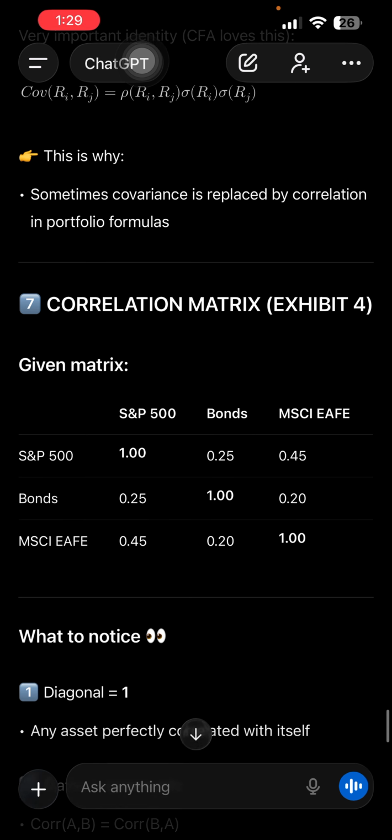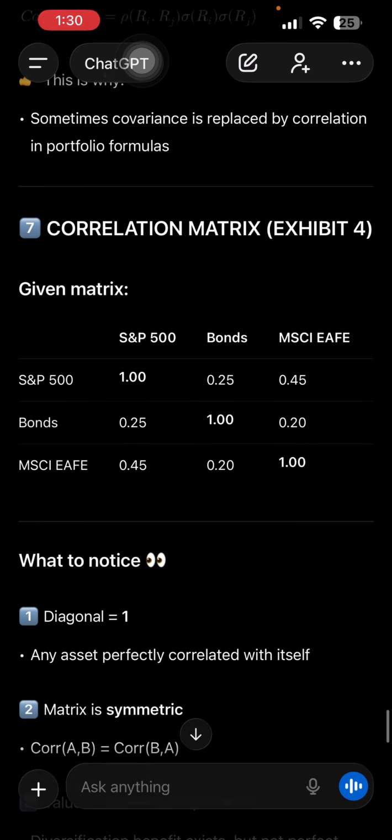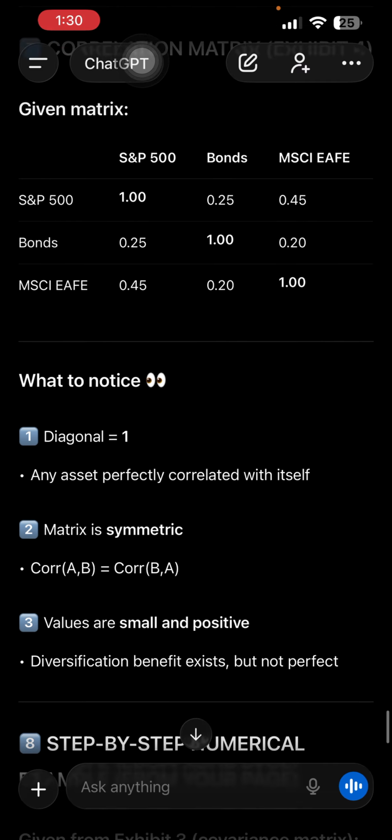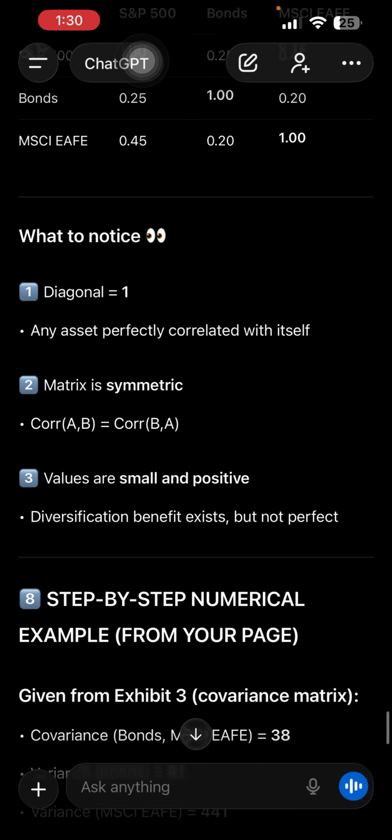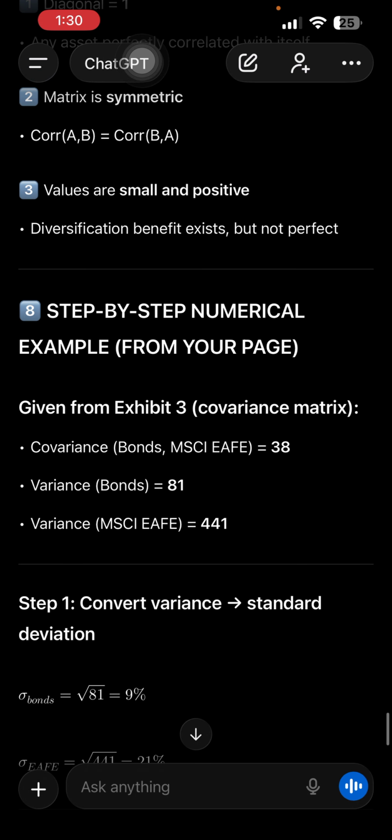Here is an example. You see, there are 3 asset classes. In the diagonal it is 1, that is, the correlation between the same asset class is always 1. Hence, now we will see some numerical example.